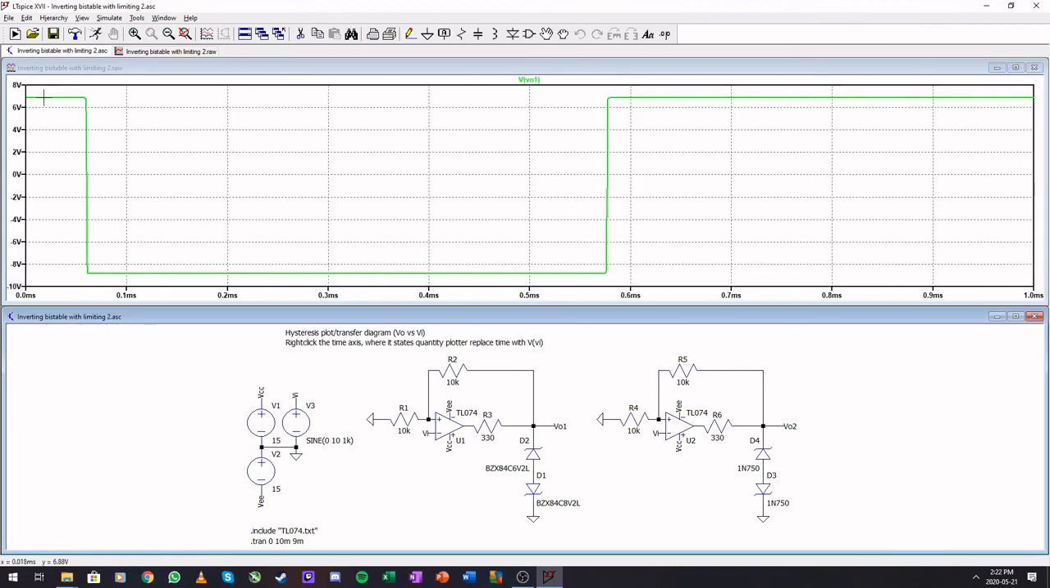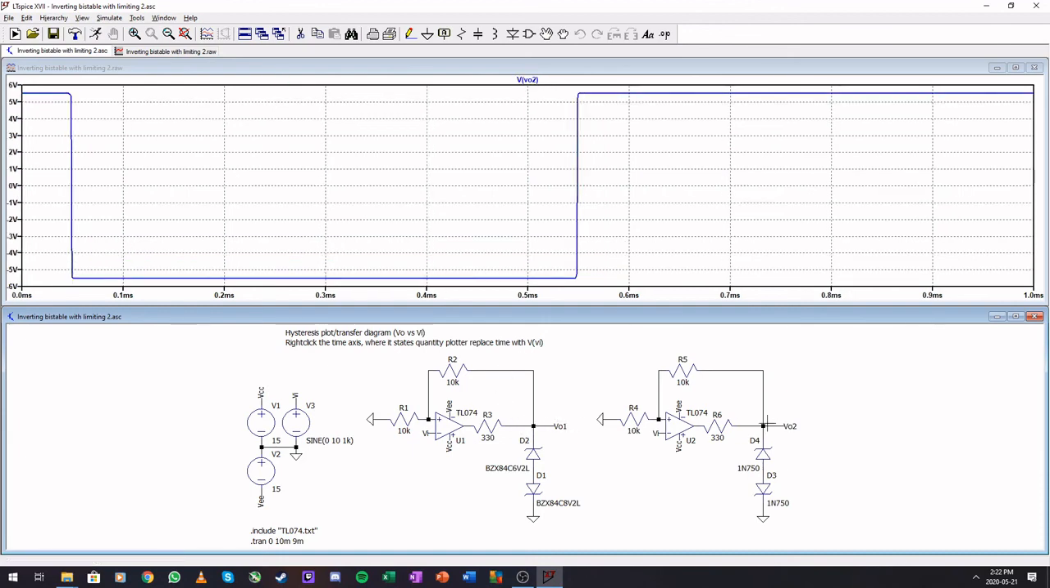Let's run this and have a look. So that is almost 7, that is almost 9. Okay, so there's our 2 limits. This one, 5.5, minus 5.5 roughly. Okay, so that is clearly working correctly.